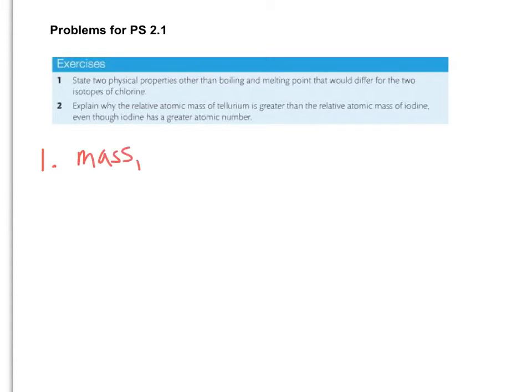Obviously, the heavier, bigger numbered isotope has more mass. That's going to affect the boiling point and melting point, as already mentioned, but it would also affect the density. And the other thing it would affect as a gas is the diffusion rate. And those are probably the 5 most commonly mentioned physical properties.